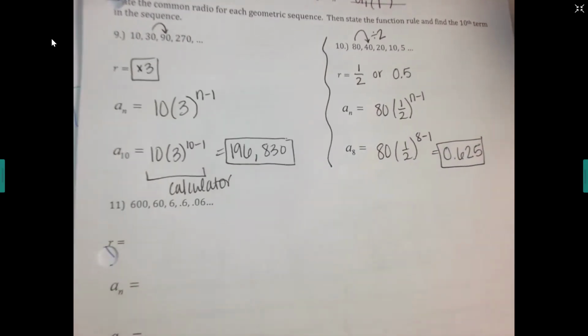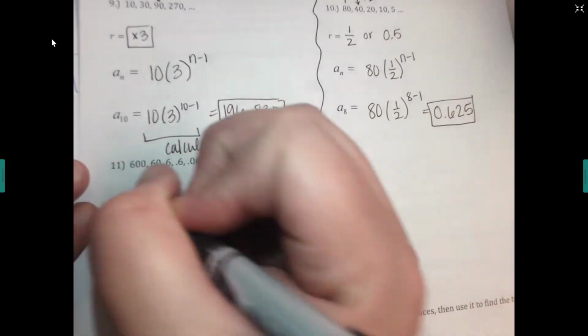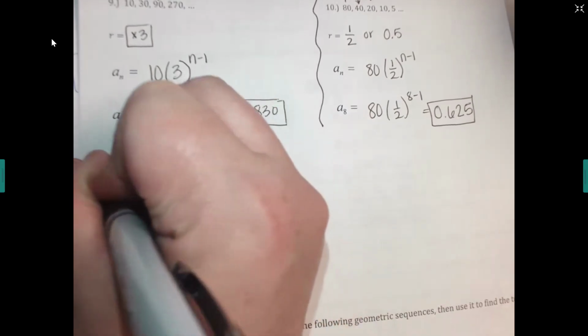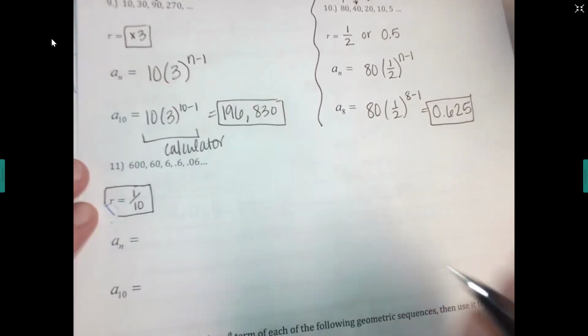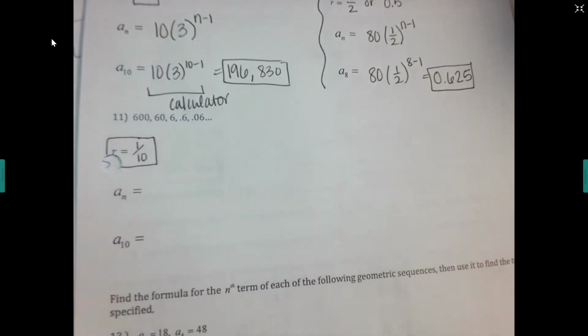All right, number 11, can you identify what the pattern is? Divide by 10, very good. And if it's a divide by 10 pattern, what's my ratio? 1/10. So just remember that if it's a divide by pattern, you have to fraction it. Okay? And then I'm assuming you could finish that out. Are we good on that? Okay. So let's just skip that one.